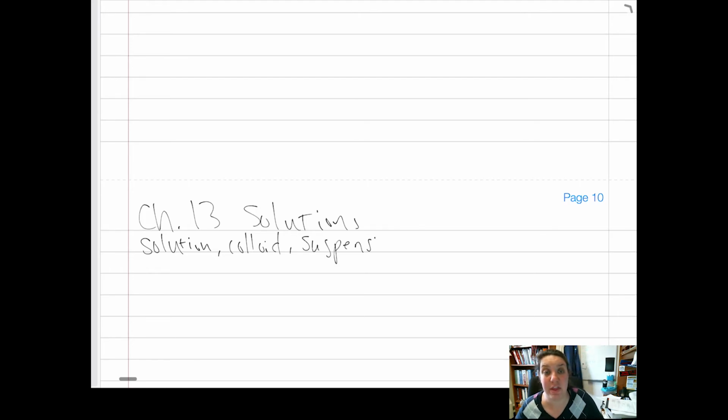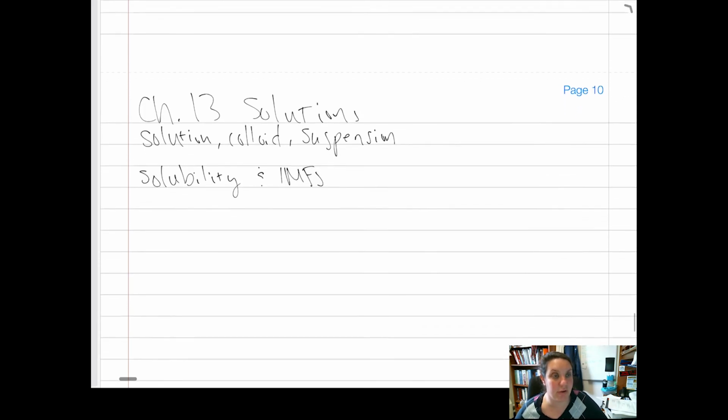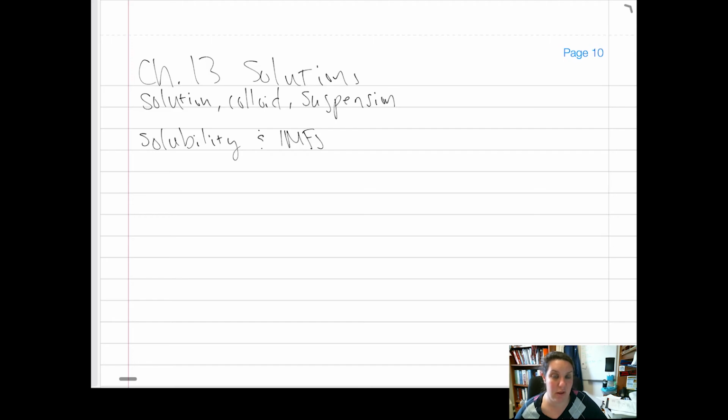You should be able to tell me the components of each, and the particle size of each, and the appearance of each. And you should be able to give an example of each. You should be able to determine how something solubilizes. So you should be able to relate solubility and intermolecular forces. So like dissolves like. Keep that in mind. Like intermolecular forces will result in solutions.